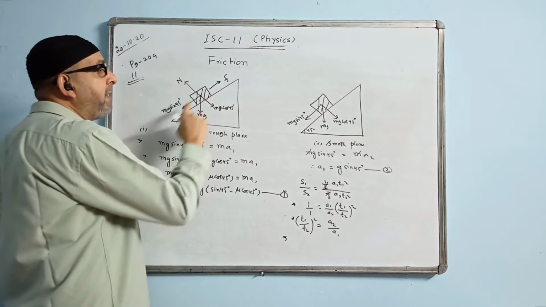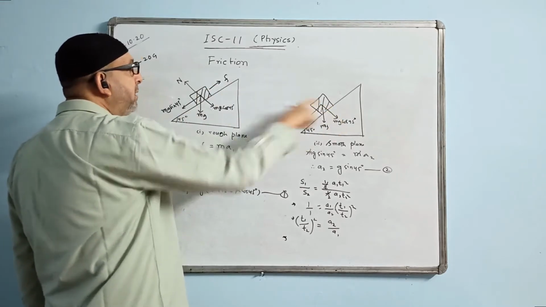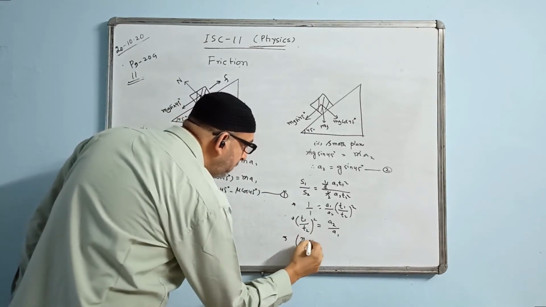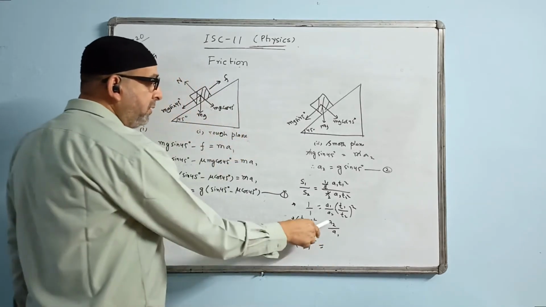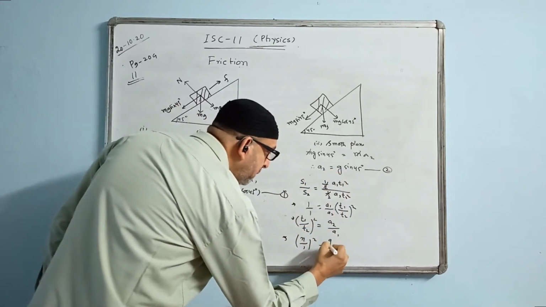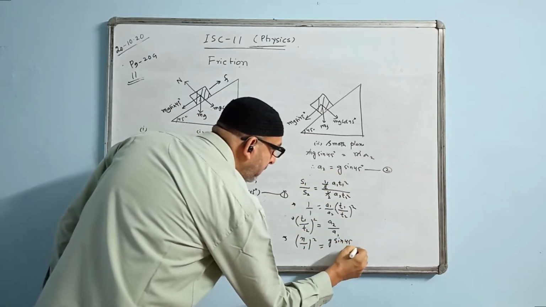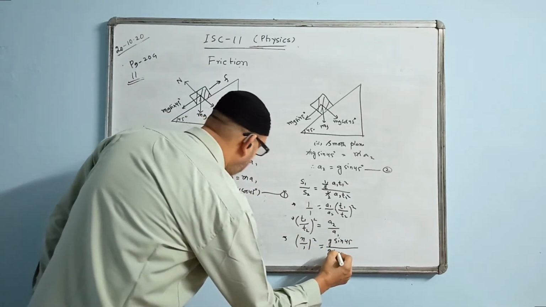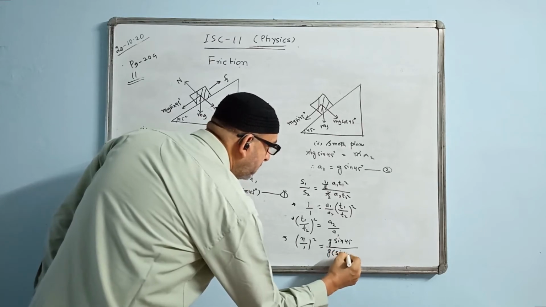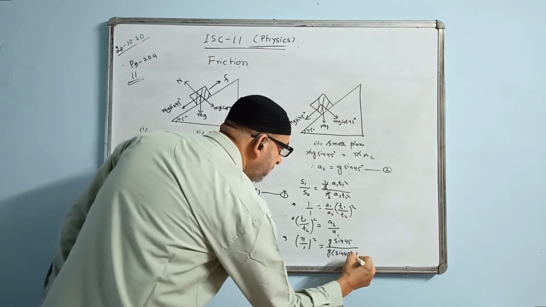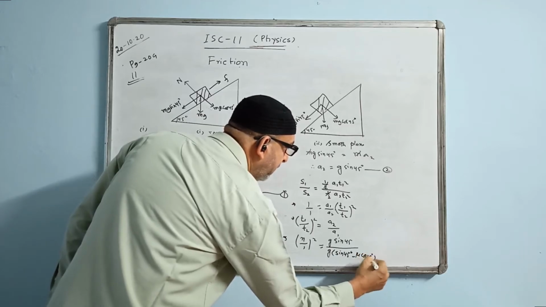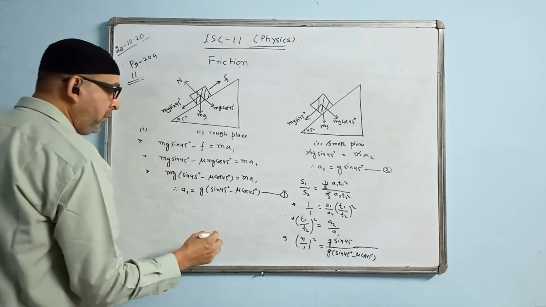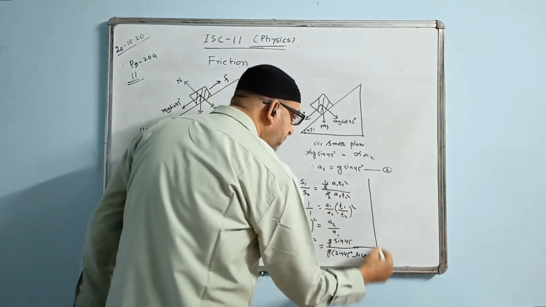Time in this is n times more. Suppose the timing here is 1 second and here the timing is n seconds. The ratio of this will become (n by 1) square. I put the value of a2, which is g sine 45, and the value of a1, which is g bracket sine 45 minus mu cos 45. G and g cancel.